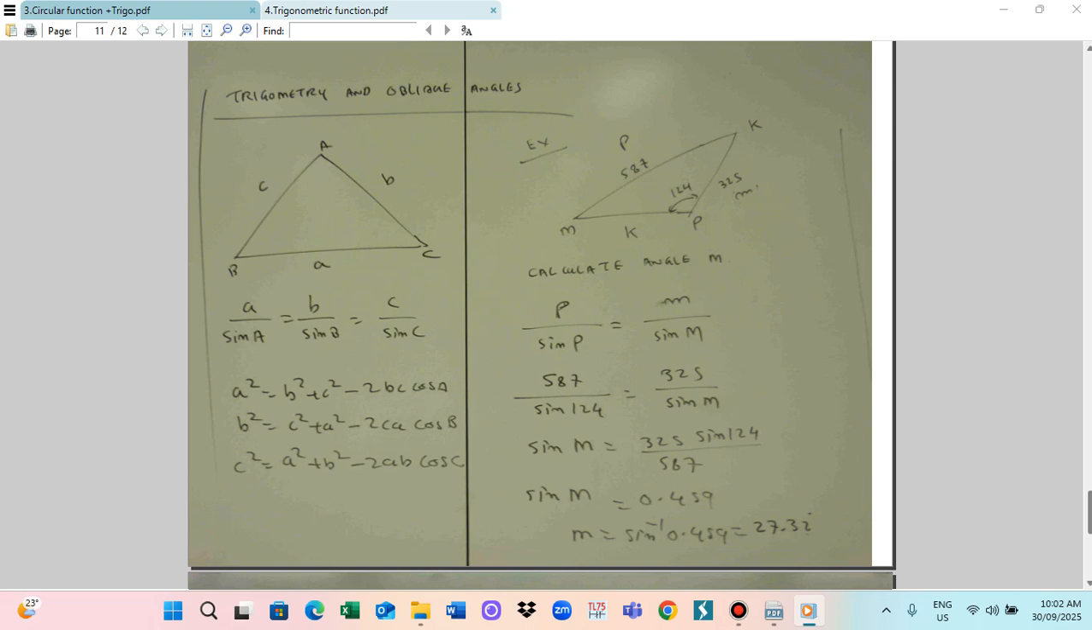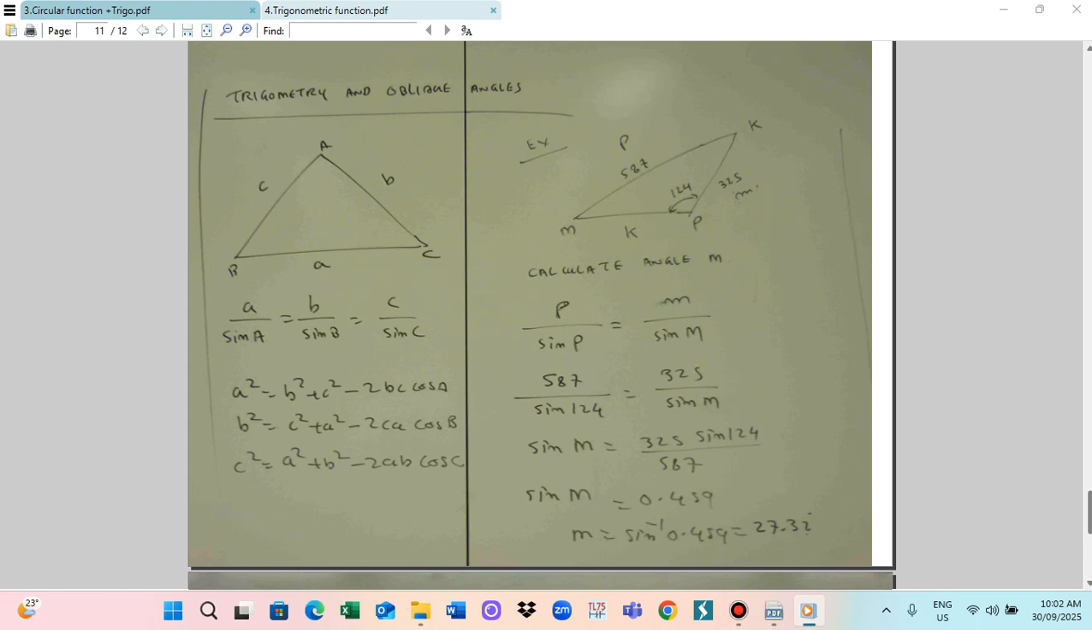So we can write the equation a by sine A equal to b by sine B equal to c by sine C. This we call the sine rule. a by sine A is equal to b by sine B is equal to c by sine C. So this is the sine rule.